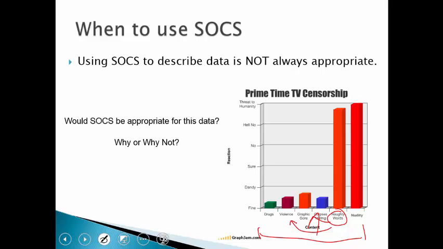So the big thing to realize is that SOCs is not appropriate for these bar graphs and pie charts. In other words, it's not appropriate for categorical data. And if you go back to the very beginning, we talked about whether you can take the average as a great way to tell if it's quantitative. Well, average is one of those measures of center. So if you can't take the average, it's probably categorical, which means you cannot use SOCs.